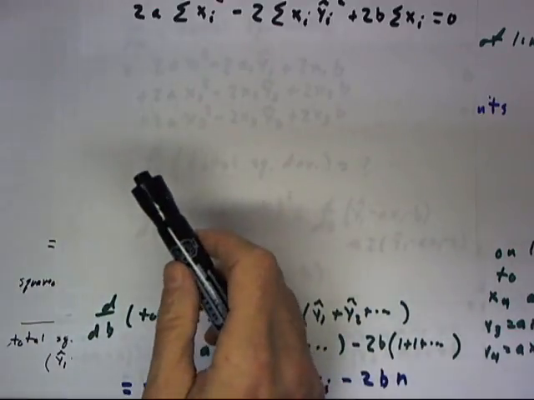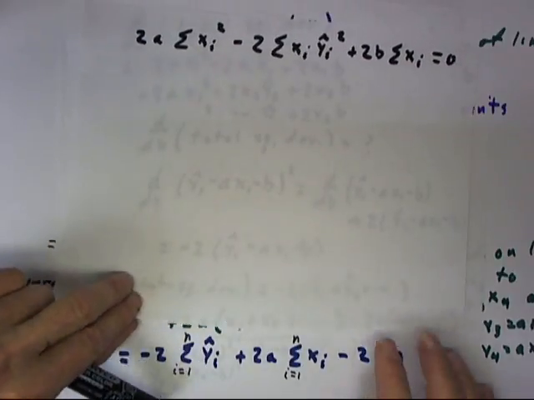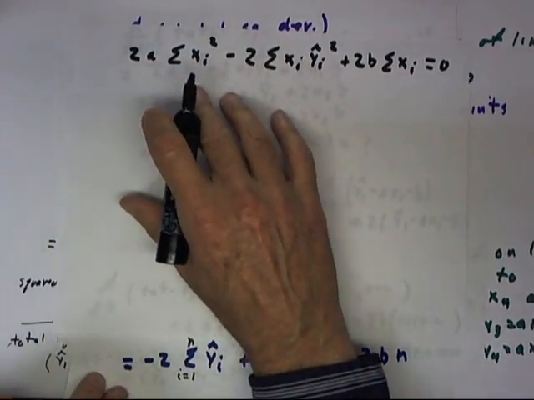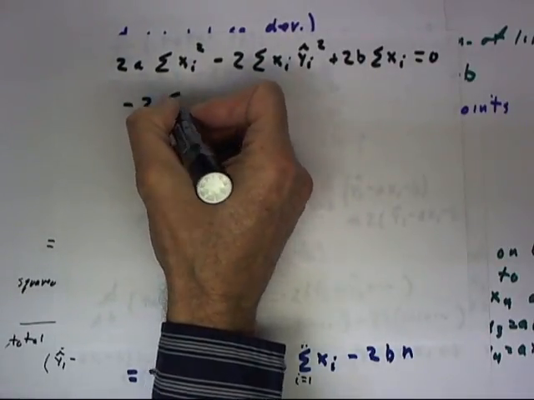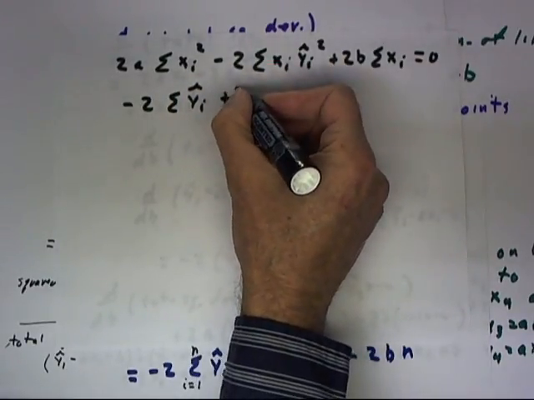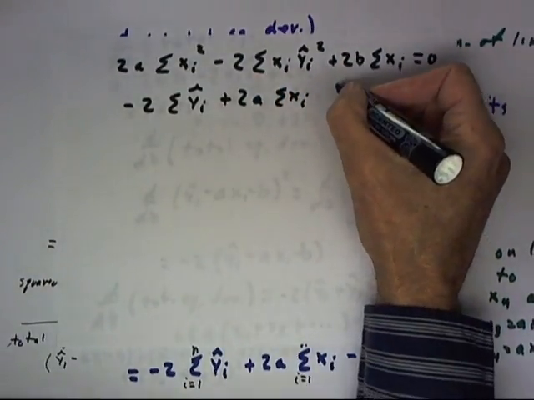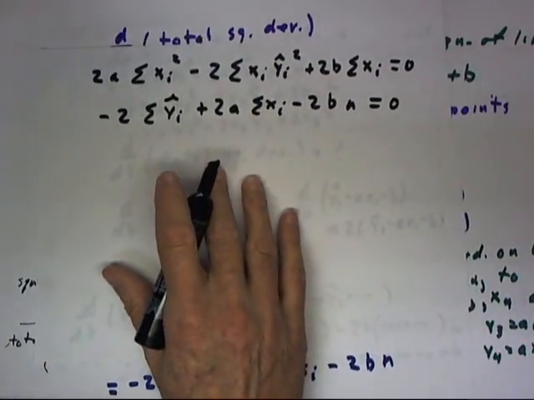The b derivative of our total squared deviation also has to be 0, and that gave us this expression, so that we know that in addition to this equation, we have negative 2 times the sum of the yi hats plus 2a times the sum of the xi's minus 2bn equals 0.